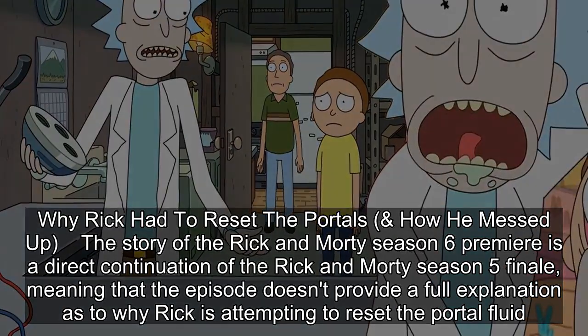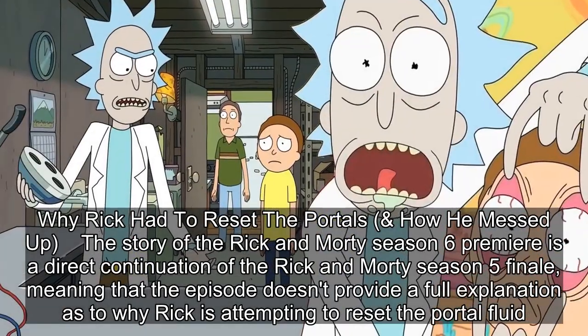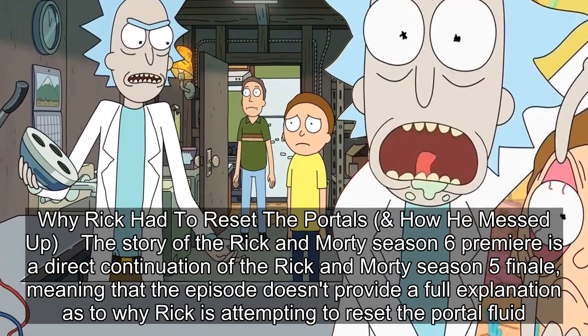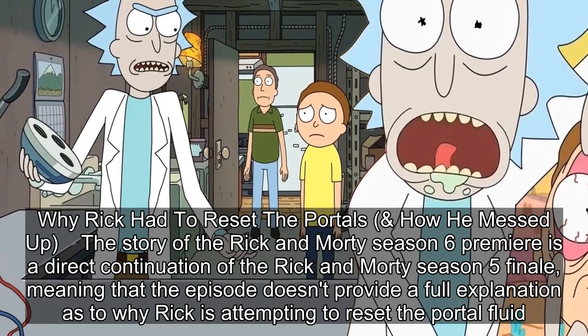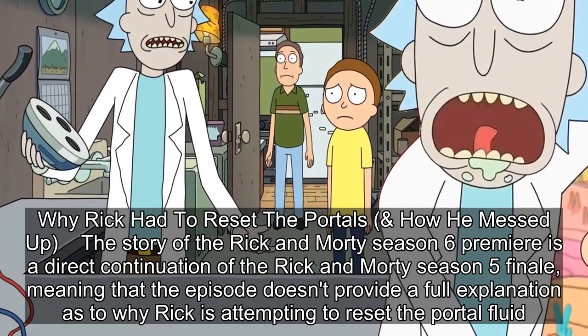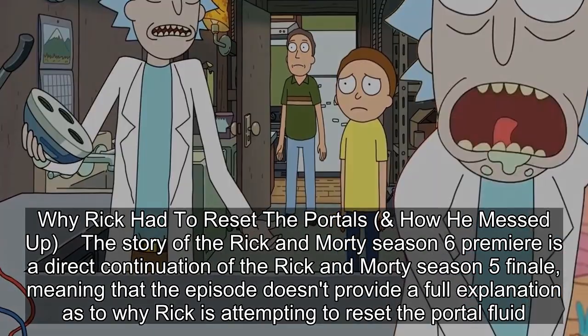Why Rick had to reset the portals, how he messed up. The story of the Rick and Morty Season 6 premiere is a direct continuation of the Rick and Morty Season 5 finale, meaning that the episode doesn't provide a full explanation as to why Rick is attempting to reset the portal fluid.